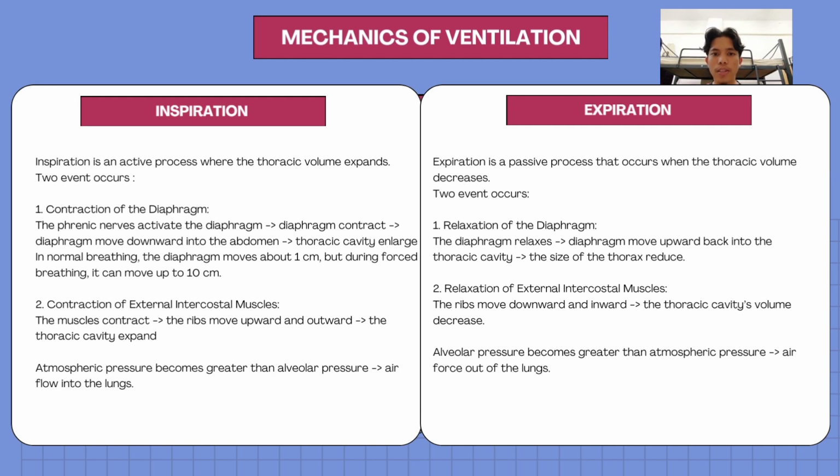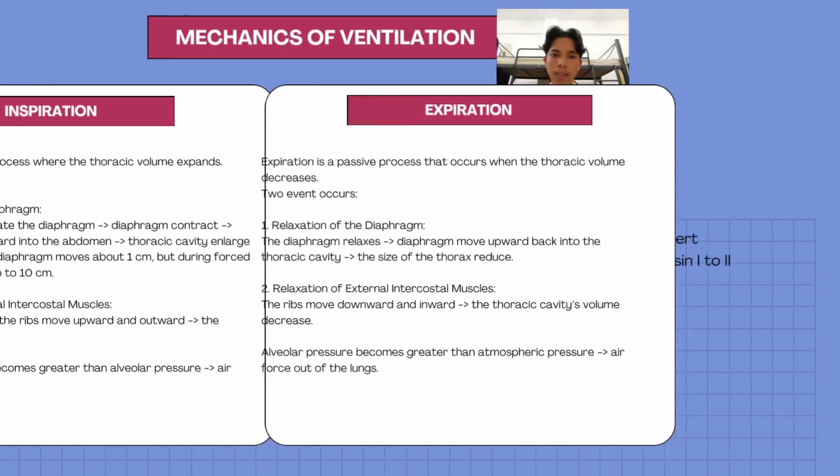Next, the expiration. Two events also occur, firstly, relaxation of the diaphragm. The diaphragm relaxes, so the diaphragm moves upward back into the thoracic cavity. Then the size of the thorax will reduce. Secondly, relaxation of the external intercostal muscles. The ribs move downward and inward. Then the thoracic cavity's volume decreases.